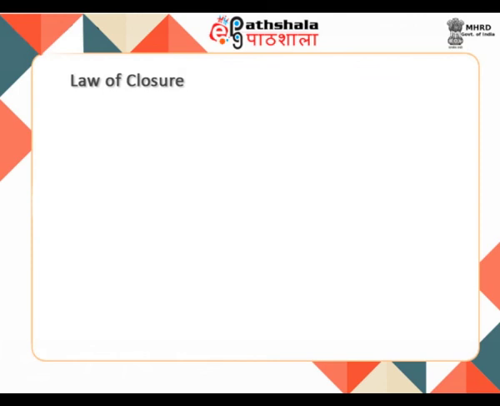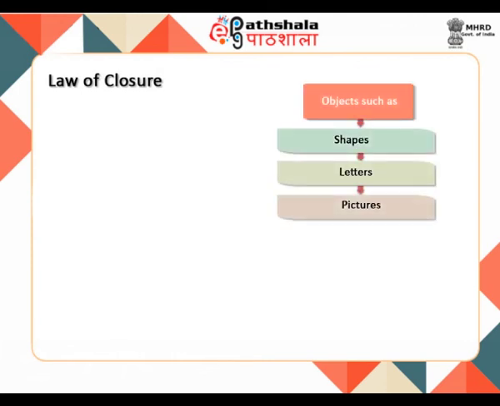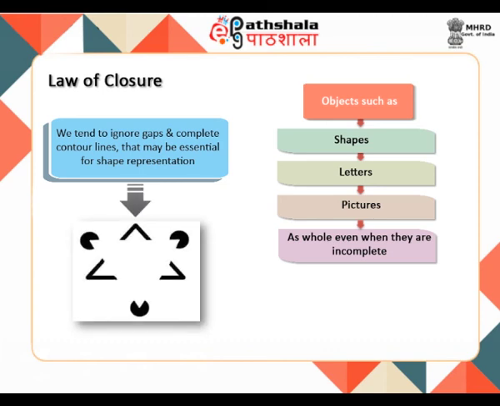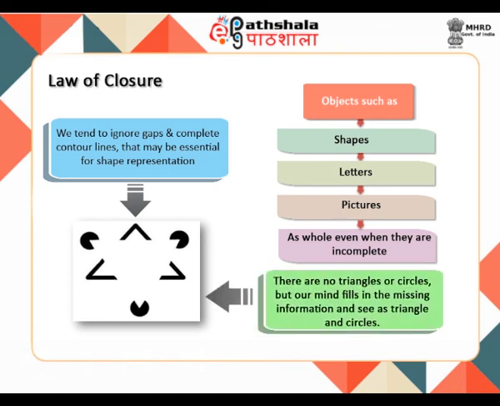According to the law of closure, we perceive objects such as shapes, letters, pictures, etc., as wholes even when they are incomplete. We tend to ignore gaps and complete contour lines that may be essential for shape representation. Our perception thus fills in the missing parts of the picture even when pieces are missing to form an image as a whole. In this image, there are no triangles or circles, but our mind fills in the missing information to create familiar shapes and images.